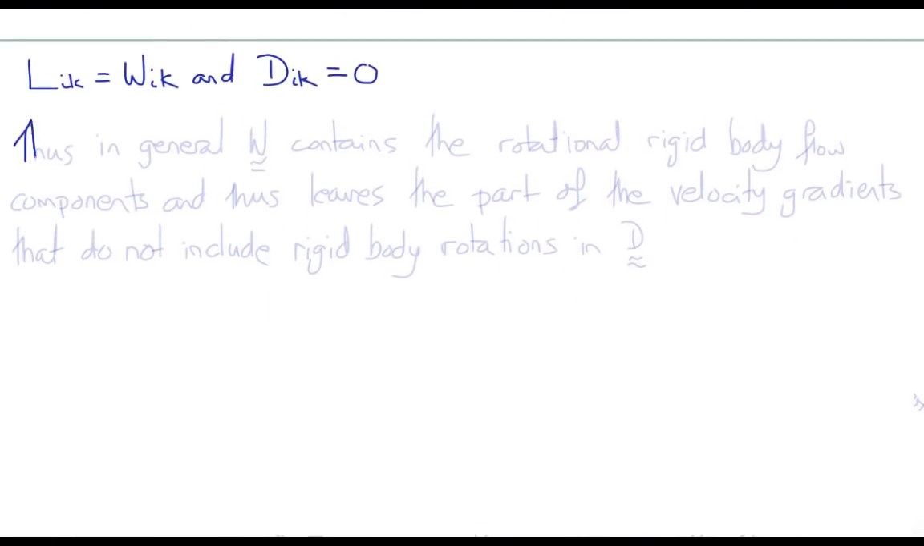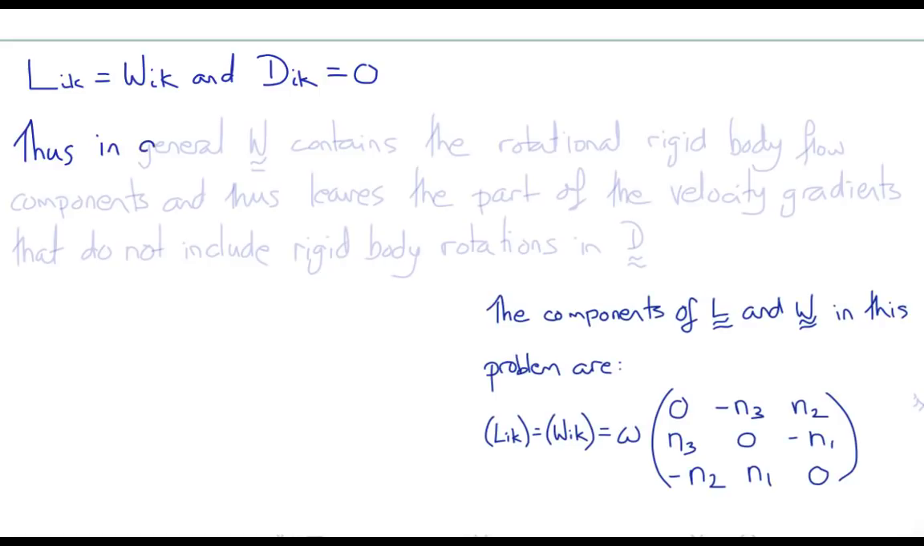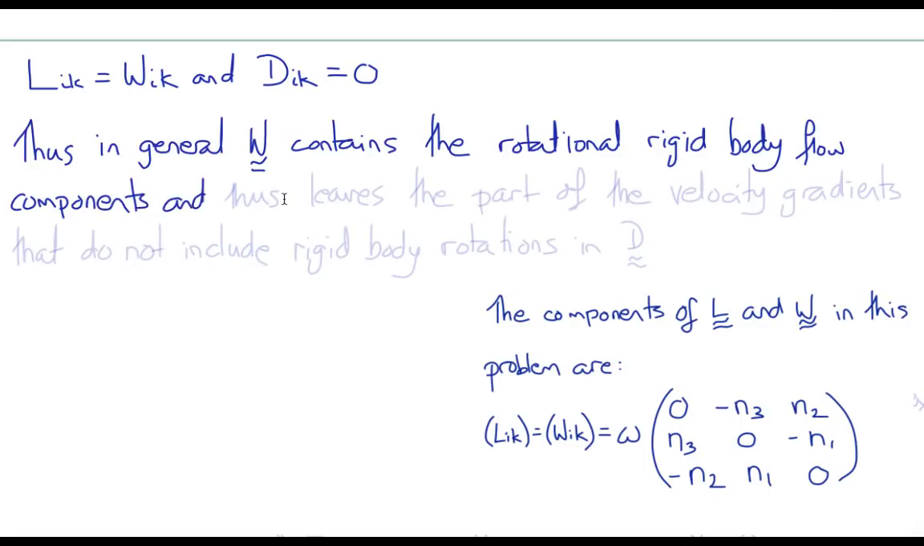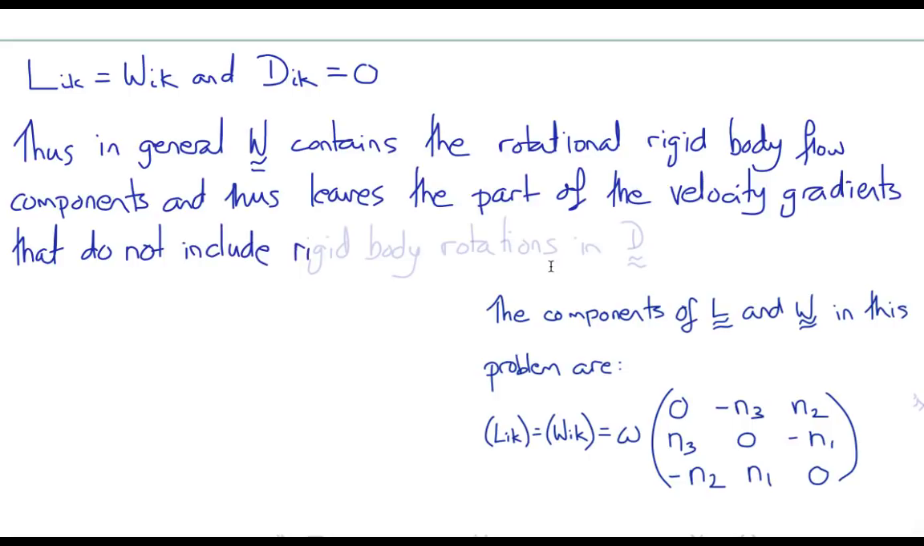So this is informative because it tells us that in general, if the flow contains a rigid body rotation, then that will appear in W. And so therefore, the decomposition of L into a spin tensor and a rate of deformation tensor effectively separates the velocity gradients into rigid body rotations and components that are not rigid body rotations that actually reflect flows. And so D is the part of L, of the velocity gradients, that doesn't include rigid body rotations. Similarly, in the same way that U and V, when we did the polar decomposition theorem, were the parts of the deformation gradient that didn't include rotations.